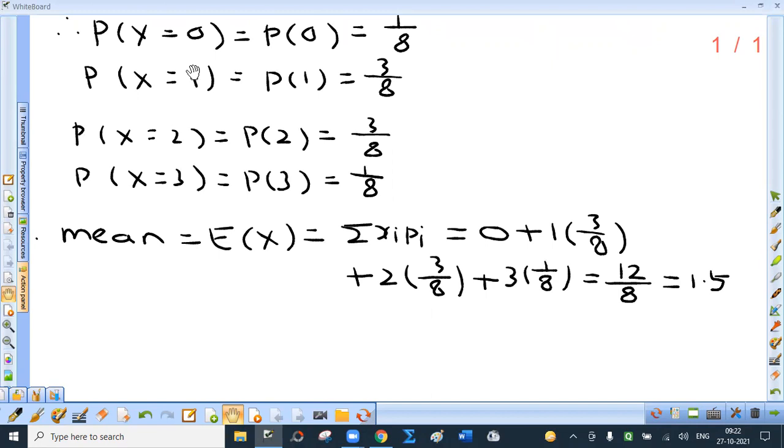So this is nothing but, you can say, expected value or mean. What is asked? Mean number of heads. So mean number of heads is 1.5.